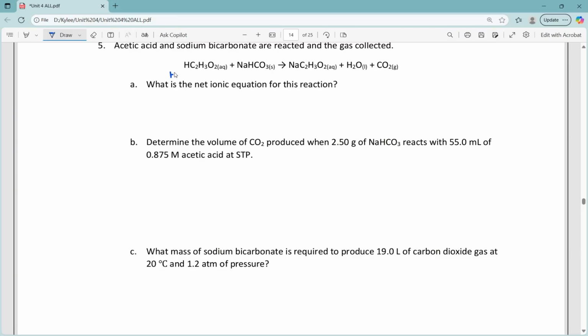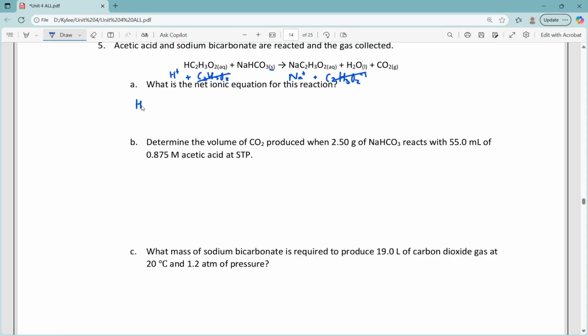The first thing I'm going to do is separate any of my aqueous. So acetic acid can be separated into hydrogen and the acetate ion, C2H3O2. I cannot break apart anything that's solid, so that has to stay. And then on the right hand side, the only one I can break apart is the sodium with the acetate, C2H3O2. I cannot break apart water because it's liquid, and I can't break apart CO2 because it's a gas. It looks like here the only thing that is able to be canceled is this acetate ion. So I'm going to rewrite what's left over.